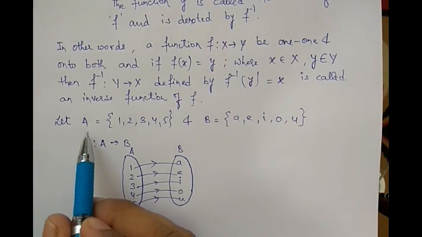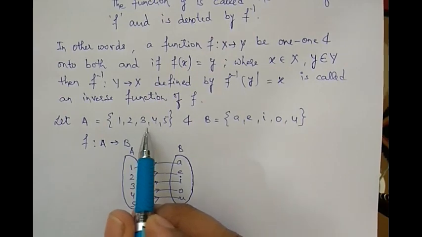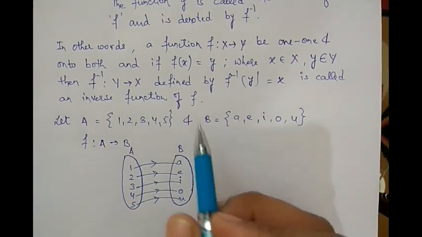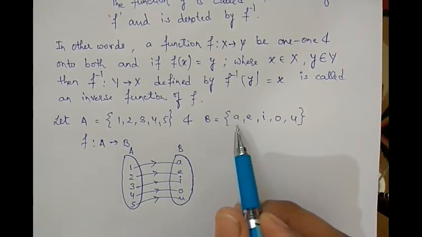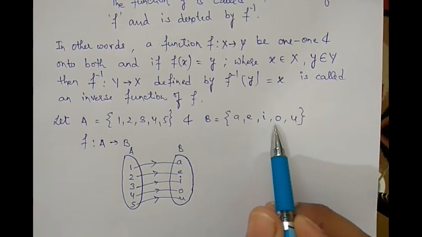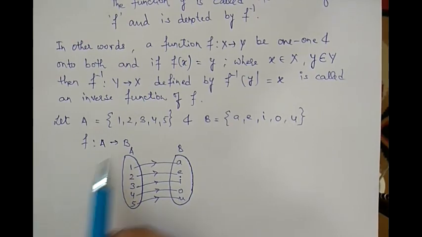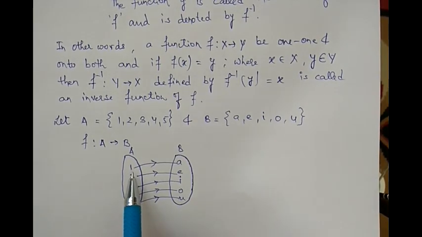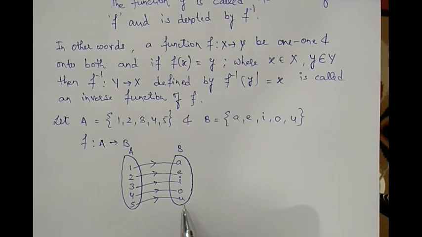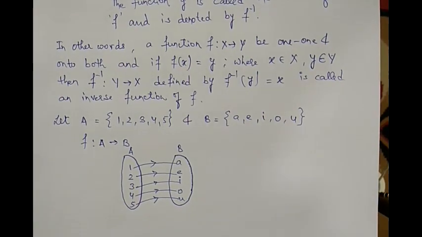Let's say there is a set A whose elements are 1, 2, 3, 4 and 5, and set B whose elements are a, e, i, o and u. A function is defined from A to B, f from A to B, in this manner that the image of 1 is a, image of 2 is e. Similarly, images for 3, 4, 5 are i, o and u respectively.